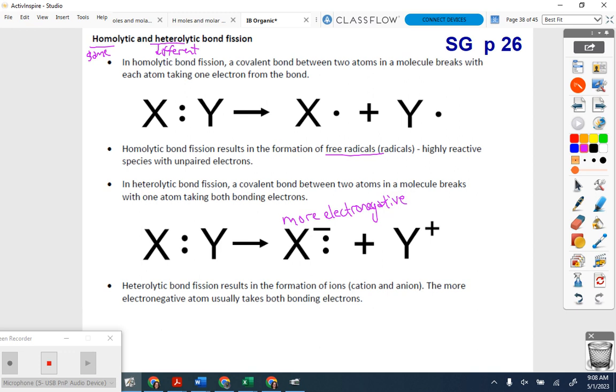So for example, when a carboxylic acid loses a proton, loses that hydrogen off of the OH, that's a form of heterolytic fission, where the hydrogen waltzes away and the oxygen keeps both electrons. The resulting conjugate base is negatively charged, and the hydrogen is positively charged. Okay. So just knowing homo and heterolytic, what that means. Lysis means cutting.